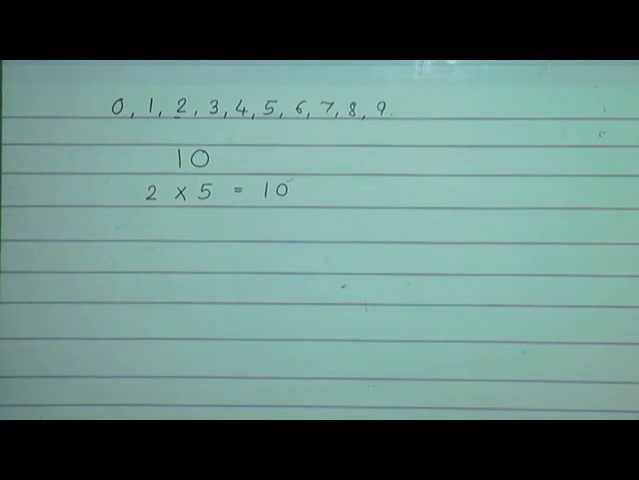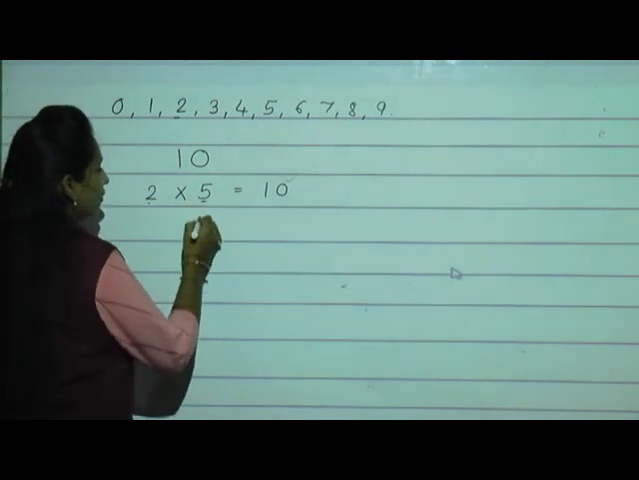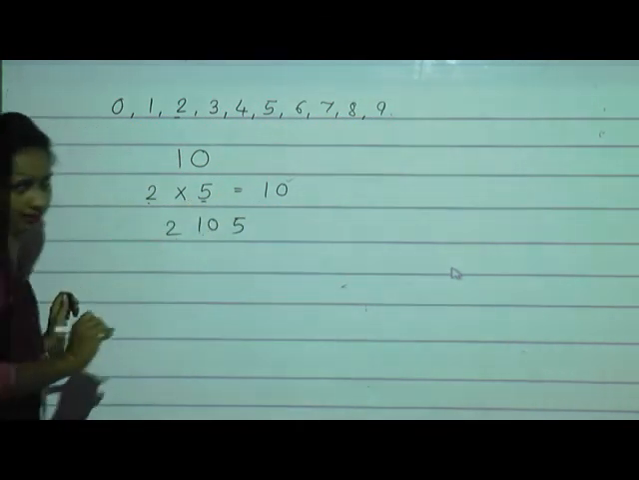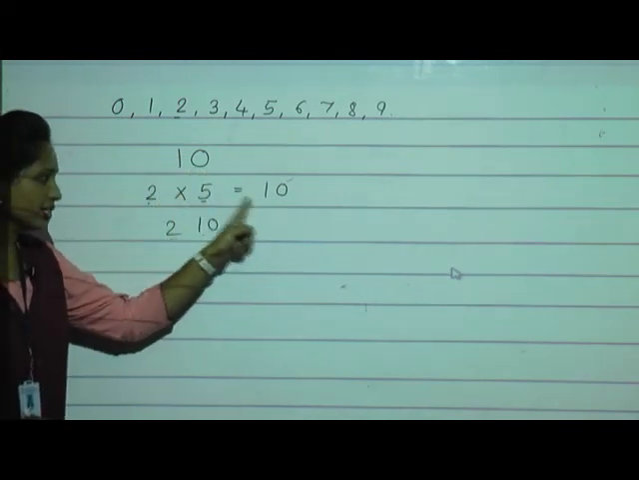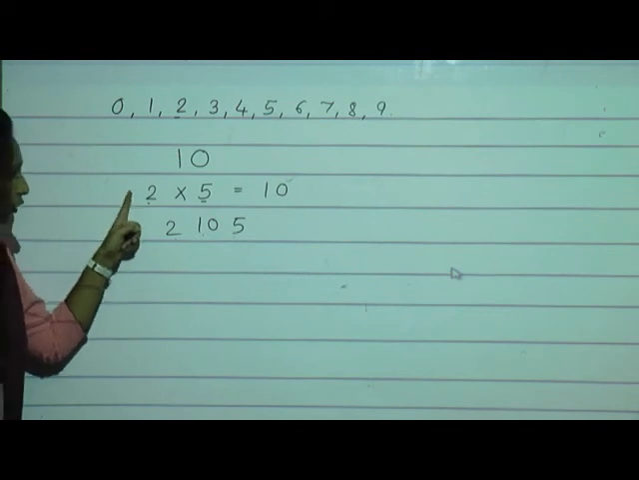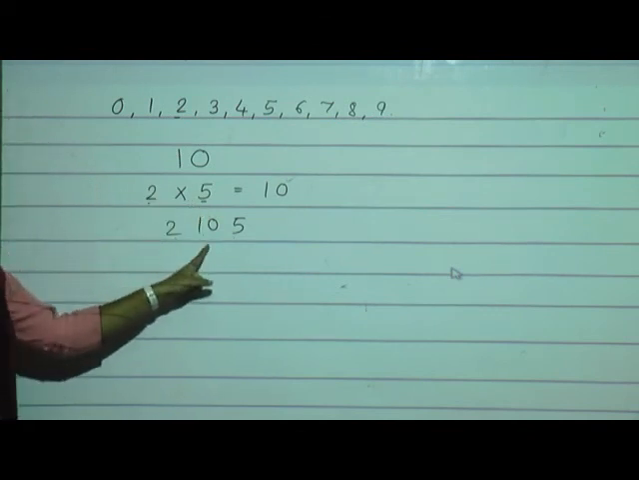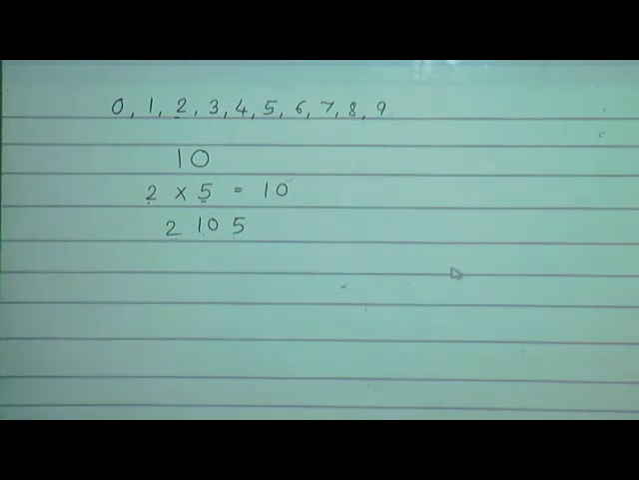Now, what happened then? From that time, this 2 and 5 are best friends of 10, isn't it? So this 10 is formed because of the multiplication of 2 and 5. So, from that time, this 10 is a friend of 2 and 5.